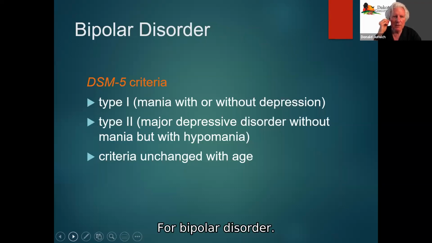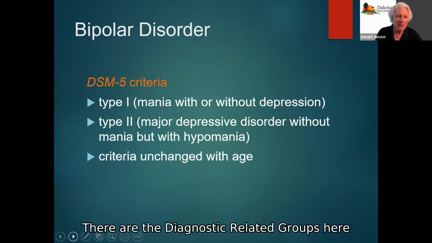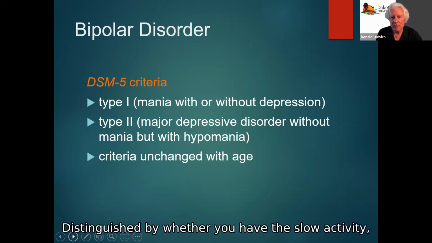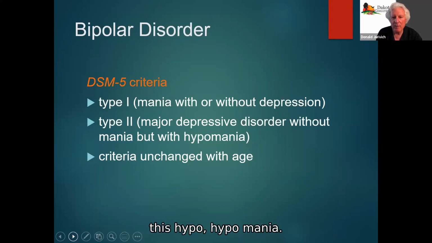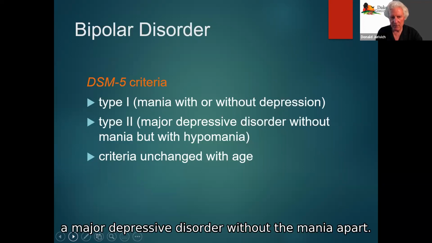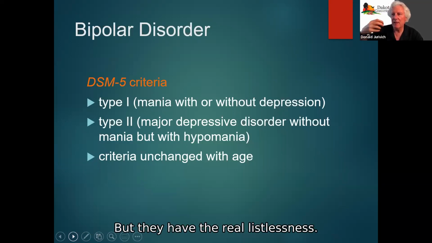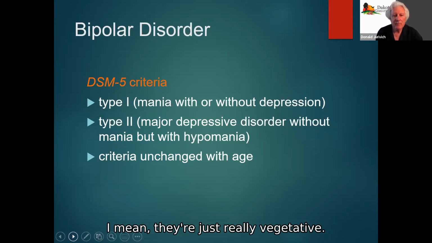So for bipolar disorder, there are the diagnostic related groups here that they call the type 1 or type 2. And they're just distinguished by whether you have this low activity, this hypomania, right? So type 2 would be a major depressive disorder without the mania part, right? So they just are always depressed, but they have this real listlessness. I mean, they're just really vegetative.